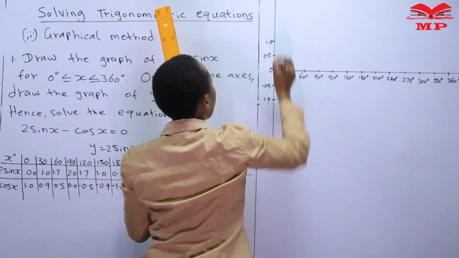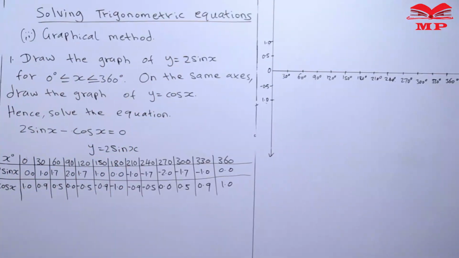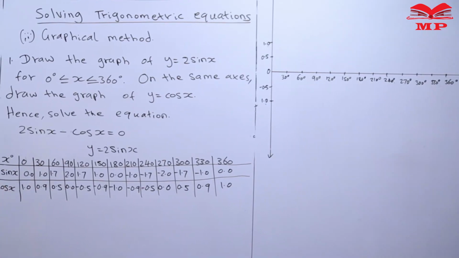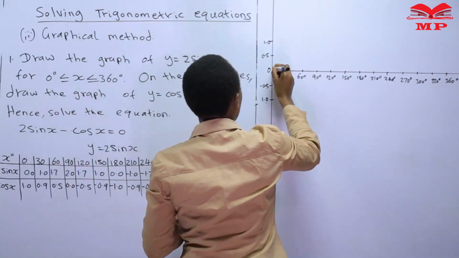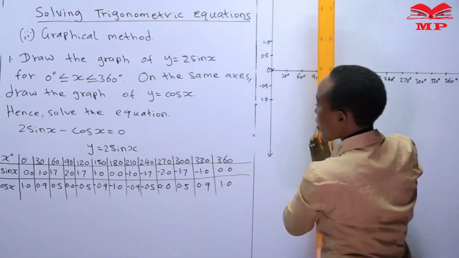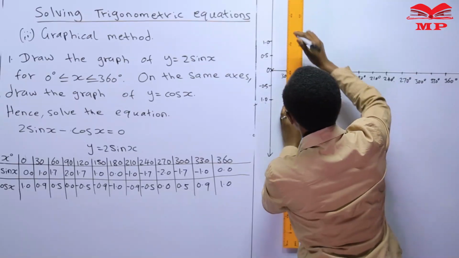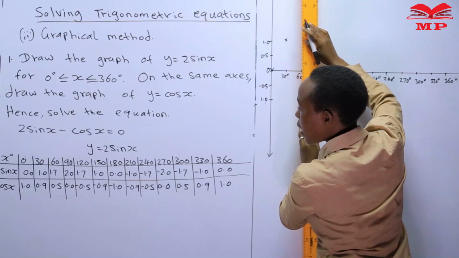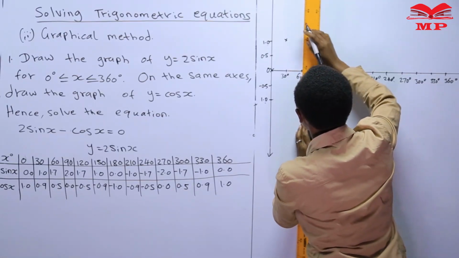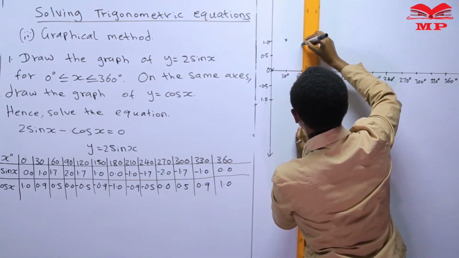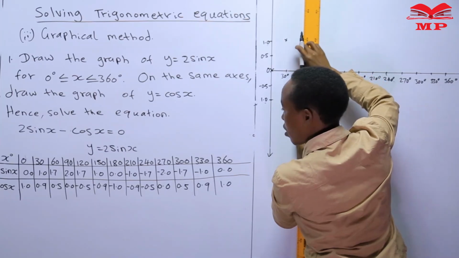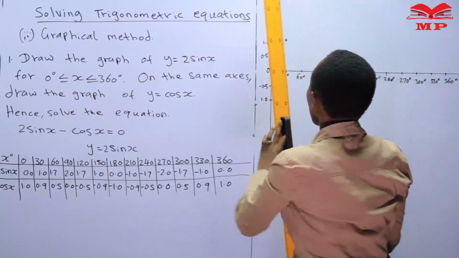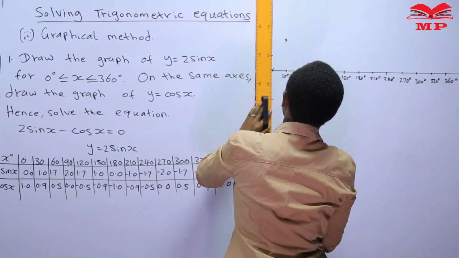We need to plot each graph at a time. So we can start with y is equal to 2 sine x. We have 0, 0. Then we have 30, 1. We have 60, 1.7, somewhere here. So the highest is 1.7, so we need to add this.